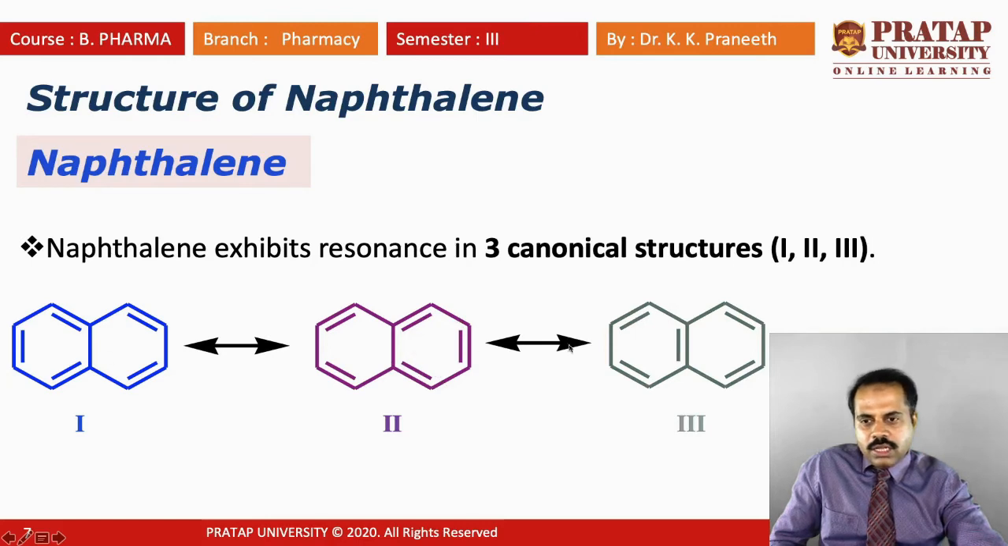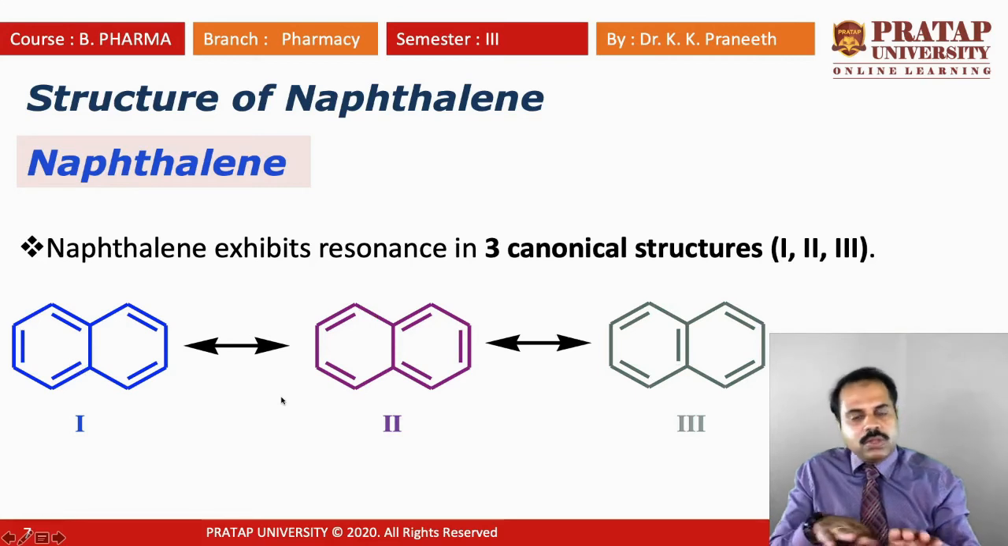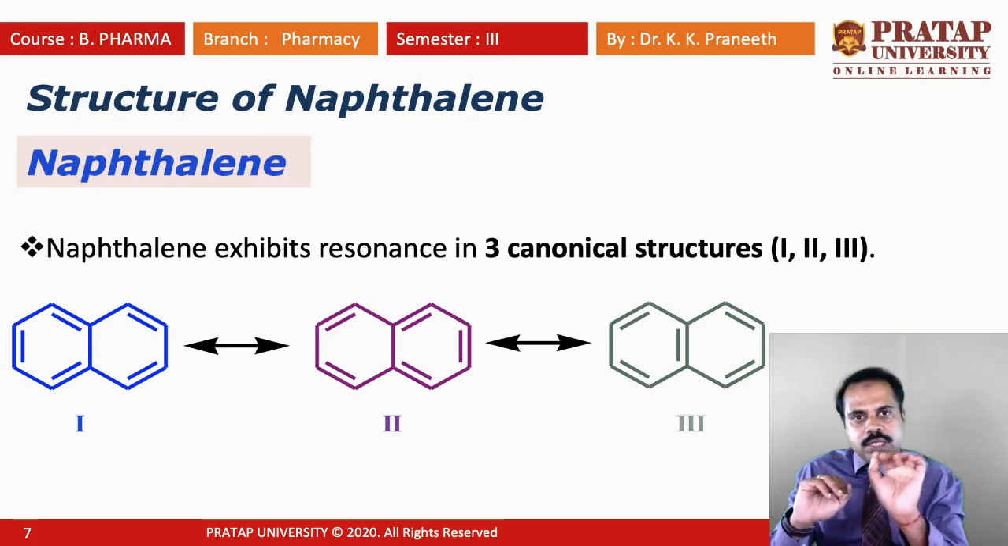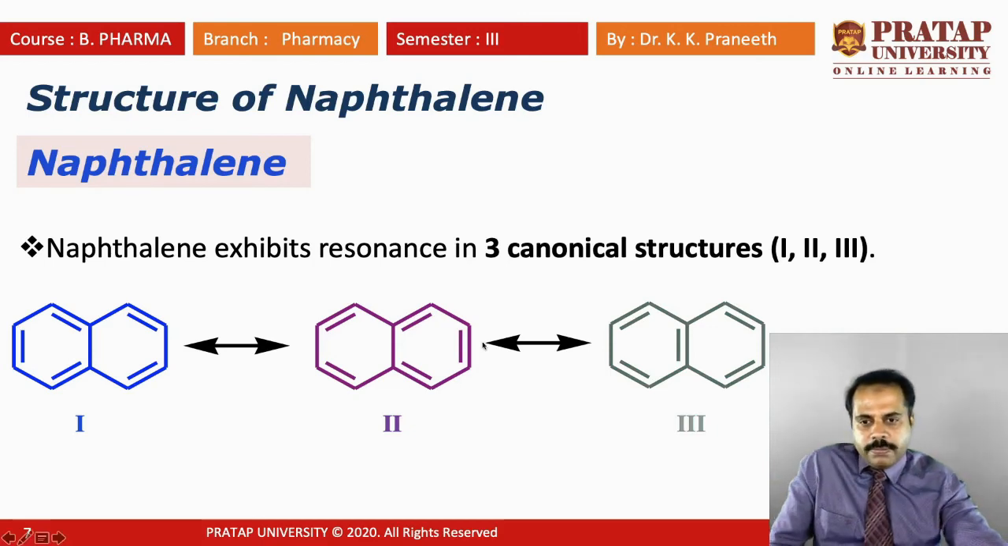So three resonance structures, or canonical structures, are available for naphthalene. This is shown in these three resonance structures, all having the same energy. So there is no change in the energy, right? The energy of the molecule is the same. They are all the same molecule, the same structure. Only the double bond is shifted. So there is no energy change.